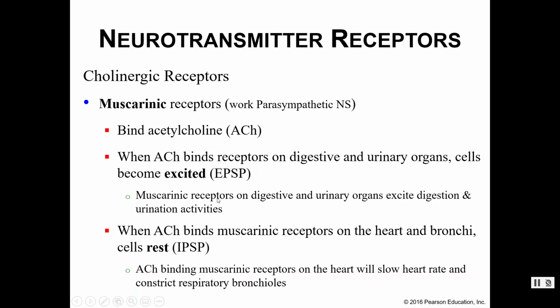But you will also find these receptors in places like your heart and the bronchi of your respiratory passageways. If acetylcholine binds to your muscarinic receptors on your heart and your bronchi, this would be an inhibitory or an IPSP response. We would be trying to slow your heart rate down. We would constrict your bronchioles back to their normal diameter.